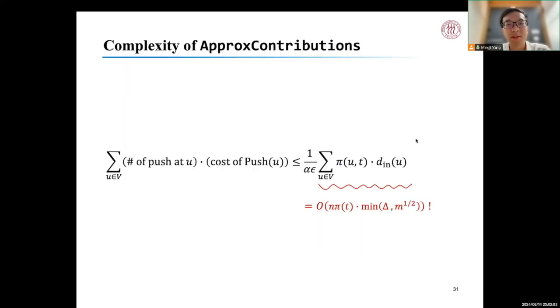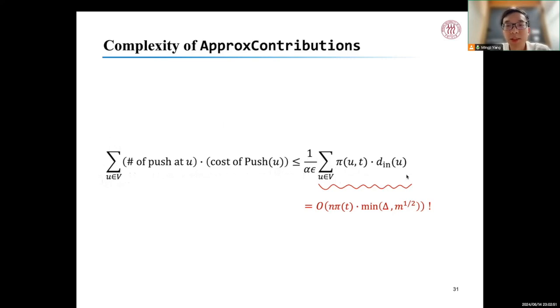To analyze the complexity of BiPPR, it is essential to analyze the complexity of approx contributions. This complexity can be bounded by a summation over all nodes u in the graph, where the summand is the number of push operations performed at u times the cost of performing a single push operation. One can show that this can be upper bounded by 1 over alpha times epsilon times the summation over u, where the summand is the PageRank contribution of u to t times the in-degree of node u.